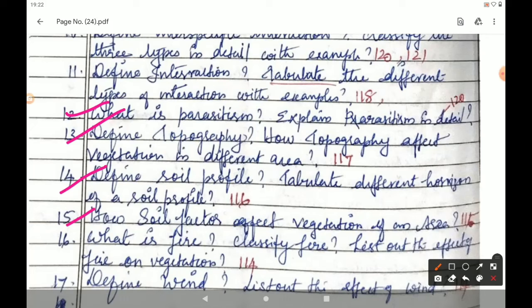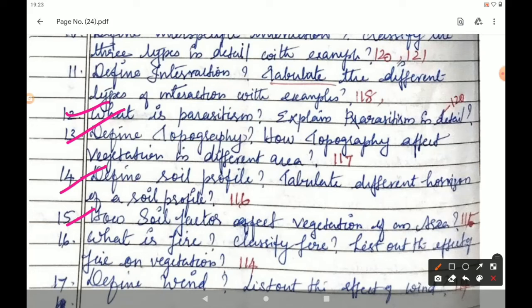Then soil nutrition: you have to write the full paragraph. Soil temperature: also 3 lines, the first 3 lines, up to the distribution of plants. Then soil atmosphere: that also has 3 points, so write 3 lines. Then soil organisms: 7 points are there, and you have to write the 7 points.